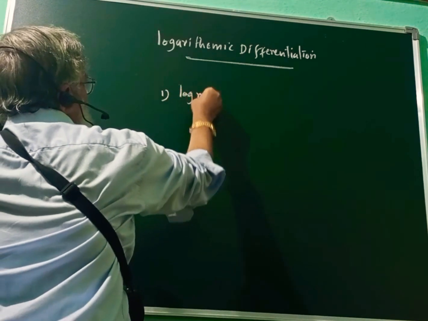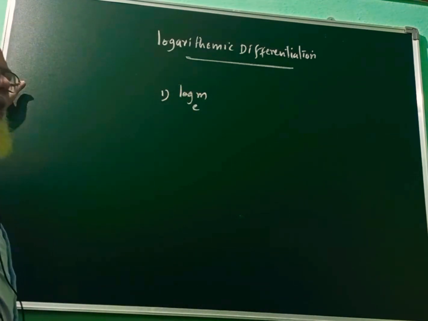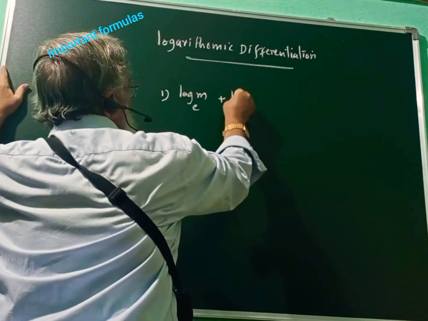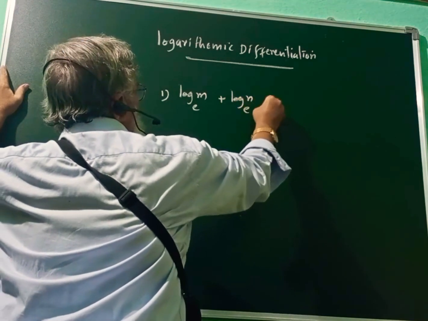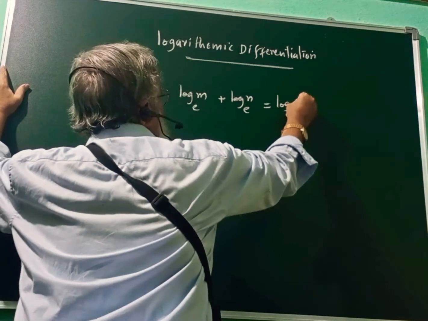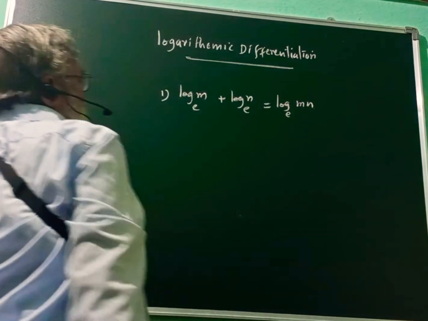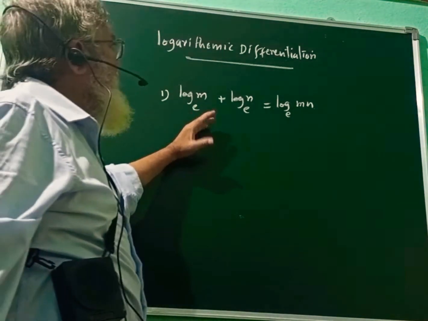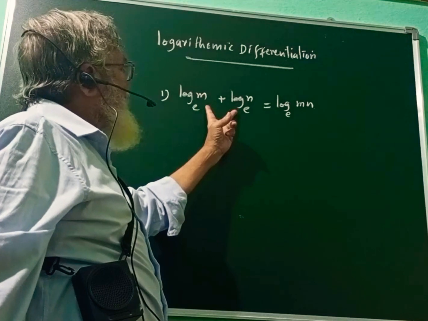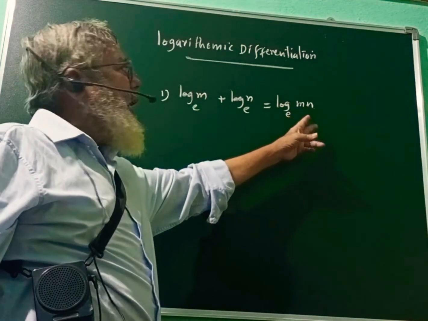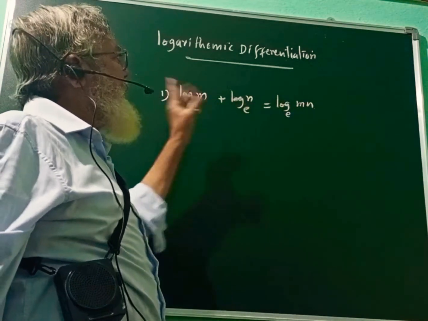Log m to the base e. Even if you don't write the base, the base must be treated as e only. So log m plus log n to the base e can be written in one log as log of m into n, to the base e. So this formula is used vice versa. That means if the sum of these two logs is there, we can write it in a single log. Sometimes we need to break it. At that time we write log m plus log n.